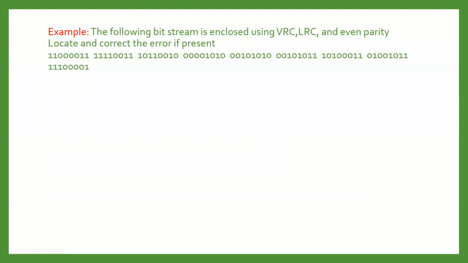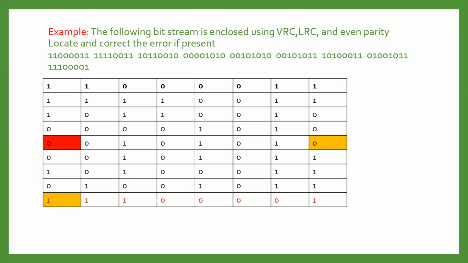Okay, if both are same, that means this data is correctly received. If somewhere is a problem, that means any bit has been changed during the transmission, and that is what they have asked. We have to identify whether the error has occurred, and if yes, then we have to find out the position. Okay. Now look at the solution.